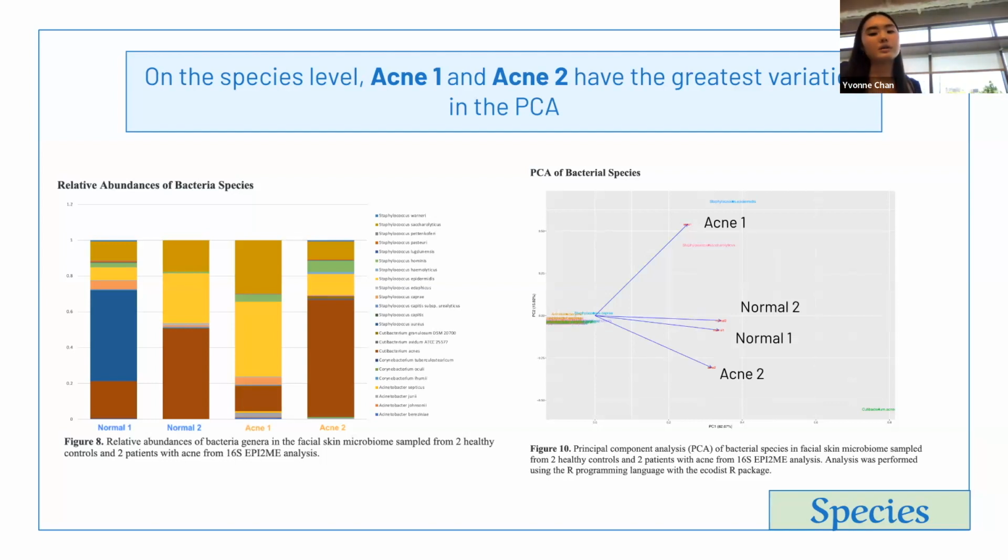And one thing to note is that acne 1 is pulled by the bacteria called Staphylococcus, while acne 2 is pulled by the bacteria Cutibacterium acnes. And from previous research, Staphylococcus and Cutibacterium does have a role in acne formation.